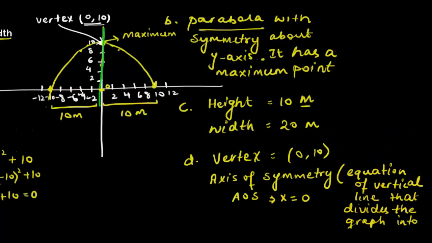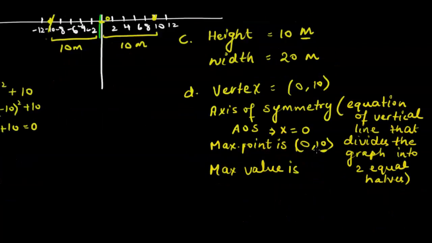Next thing that we were supposed to mention is the maximum or the minimum point. In a particular parabola, there can either be a maximum or a minimum point. In this parabola, we have a maximum point, and the maximum point is the same as the vertex point because it is going to be the tip of the graph. So we would write down that the maximum point is (0, 10). If the question had asked us about the maximum value, then we would just write down the y coordinate of the maximum point. So the maximum value is 10 in this graph.